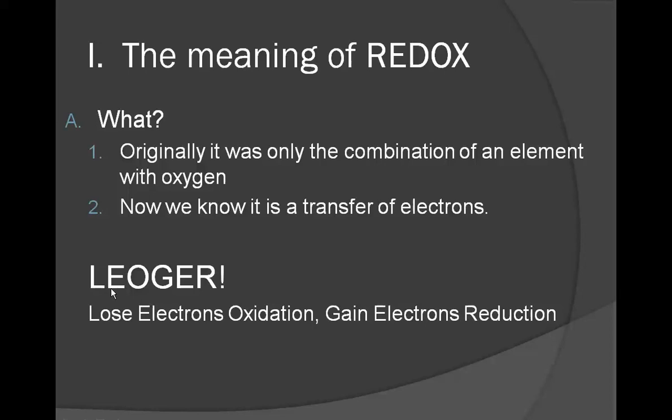Now, just to warn you, when you watch his, he's going to say oil rig, O-I-L-R-I-G, instead of Leo-Gur. It's the same thing. O-I-L means oxidation is losing electrons, or you can say rig, which is reduction, is gaining electrons. But I tend to use Leo-Gur, just so you know.